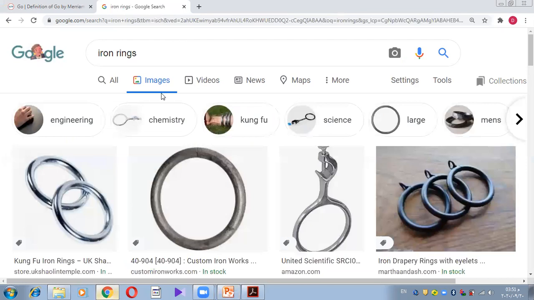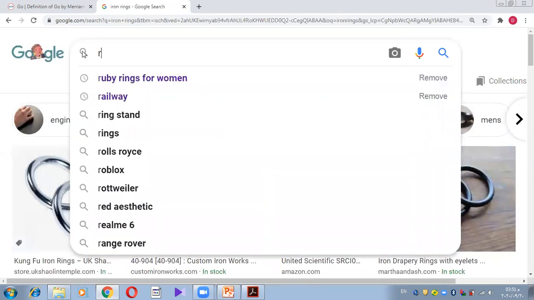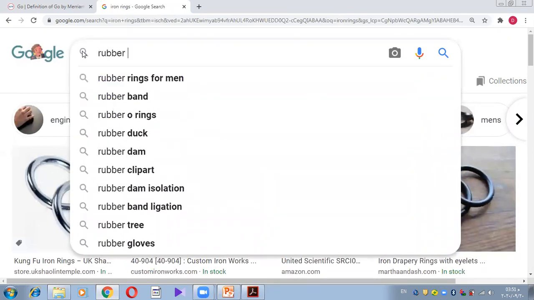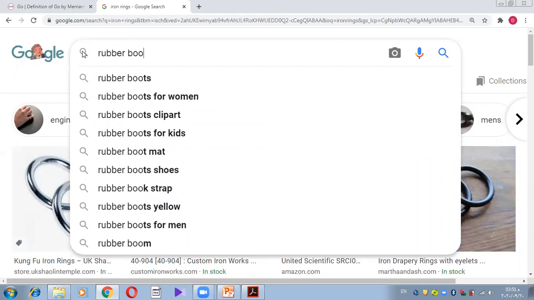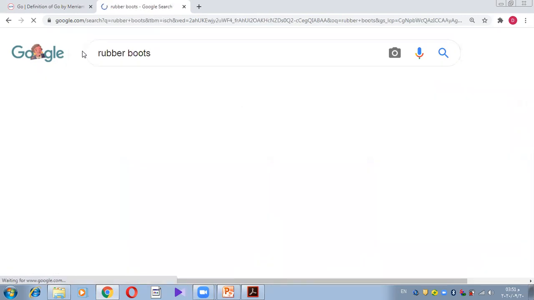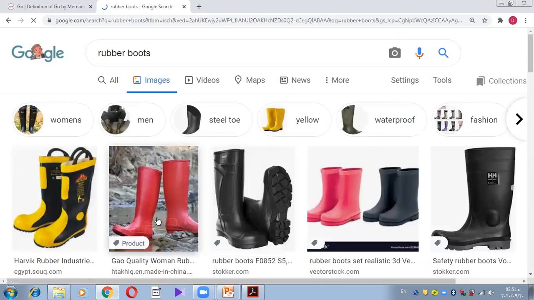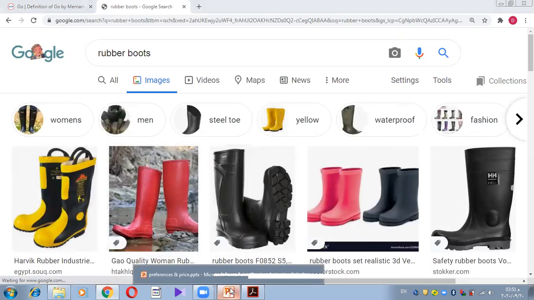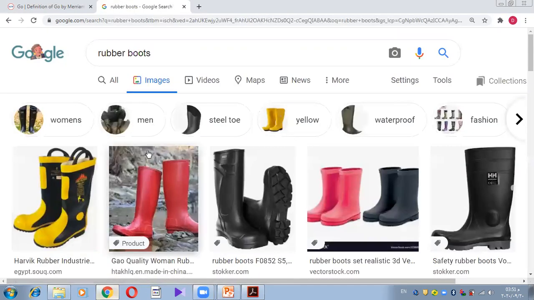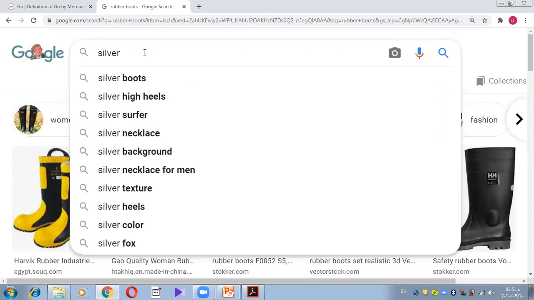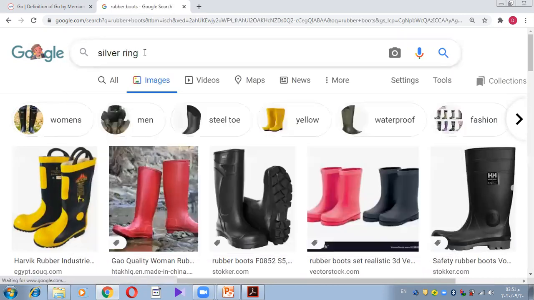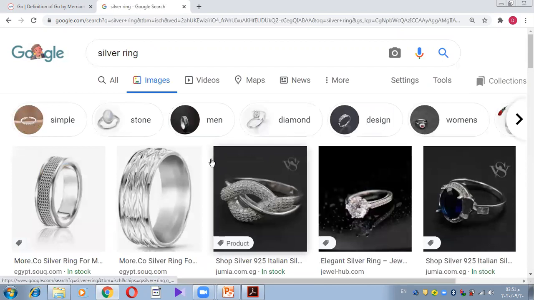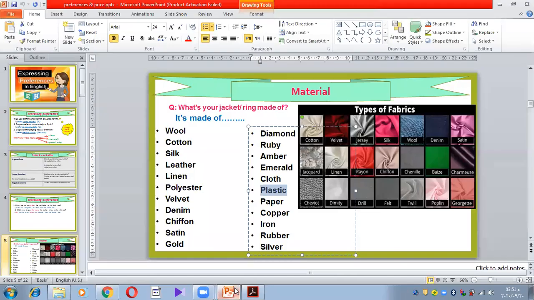Rubber. We can say rubber boots. Like for engineers. Boots, okay, rubber. Do you see? Rubber boots. It's made of rubber. Then we have silver. It's easy as well, but I'm gonna give you an image to make sure that you got it correctly. That's a silver rings. Okay, silver like this. These are the materials, guys.